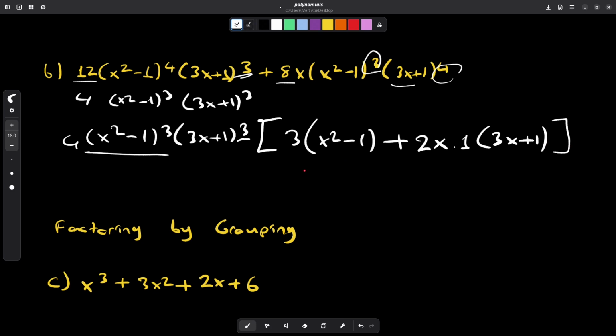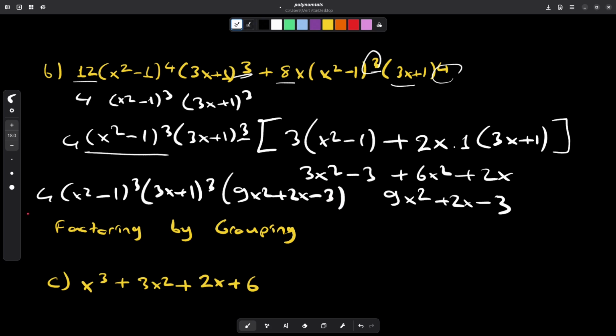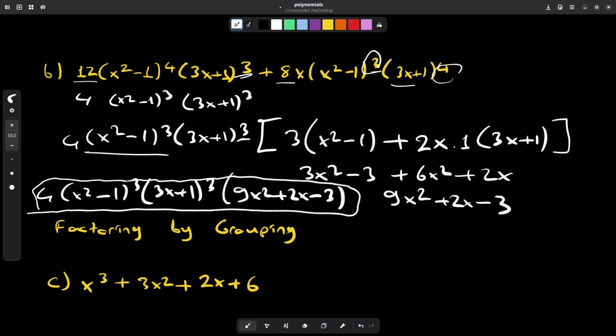All good. Let's see what we get from inside: 3x squared minus 3 plus 6x squared plus 2x, which gives us 9x squared plus 2x minus 3. So 4 multiplied with x squared minus 1 cubed, 3x plus 1 cubed, multiplied with 9x squared plus 2x minus 3. It's still long, but it's okay. We are trying to learn factorizing.